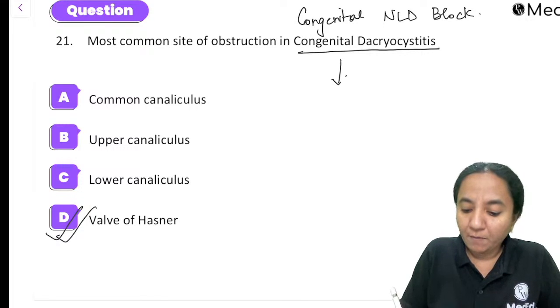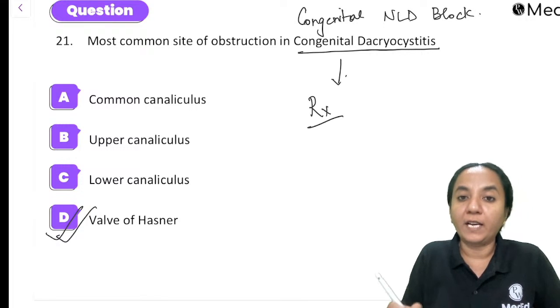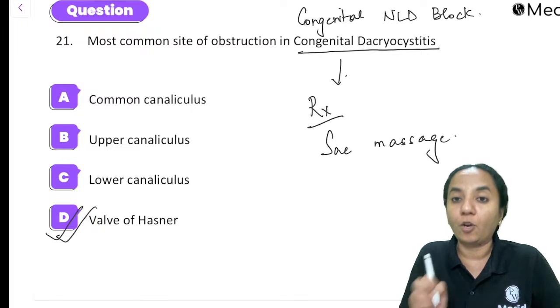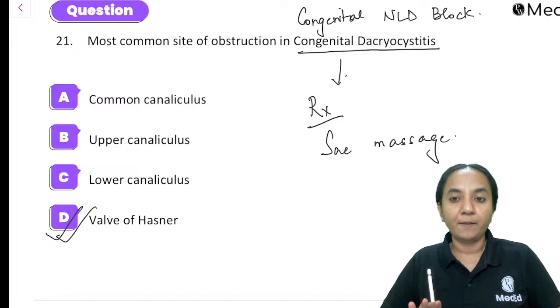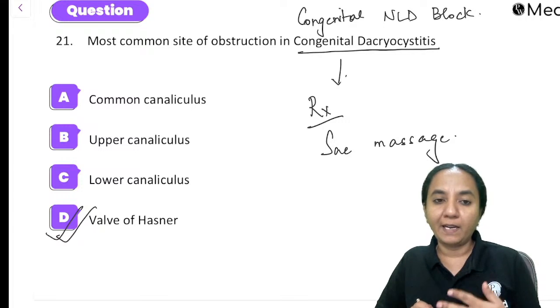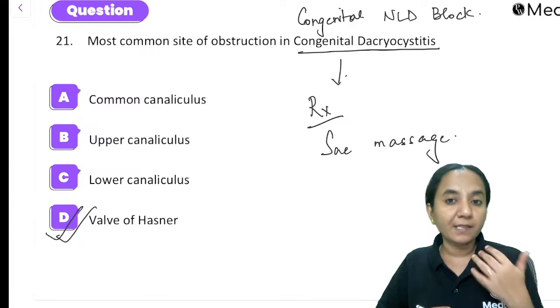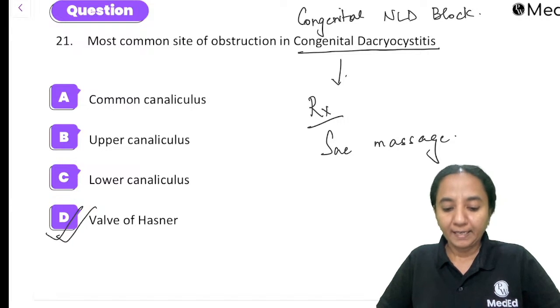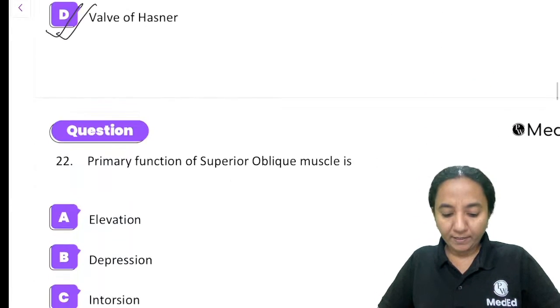And what is the treatment? The first line of treatment for congenital dacryocystitis is sac massage, lacrimal sac massage. This is also asked. So the most common site of obstruction is the lower end of the NLD, that is the valve of Hasner. The first line of management is lacrimal sac massage. Right? Let's go to the next question.